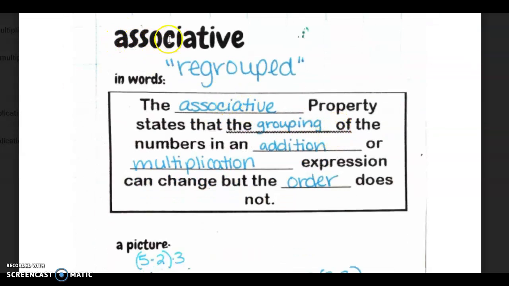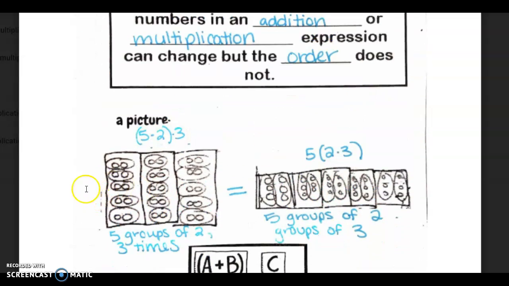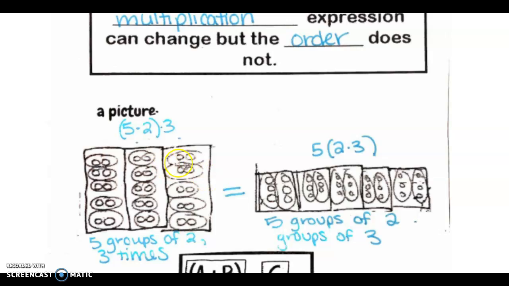Associative. So if you think about associating, people associating with each other, usually they associate in groups. And so I always think about this as regrouping, regrouped. The associative property states that the grouping of the numbers in an addition or multiplication expression can change, but the order doesn't change. And that says numbers. They could be any type of term in an addition expression or any type of factor in a multiplication expression. It was easier just to write numbers there. Okay, so this is a little bit funky, but here's a picture of what the associative property would look like.